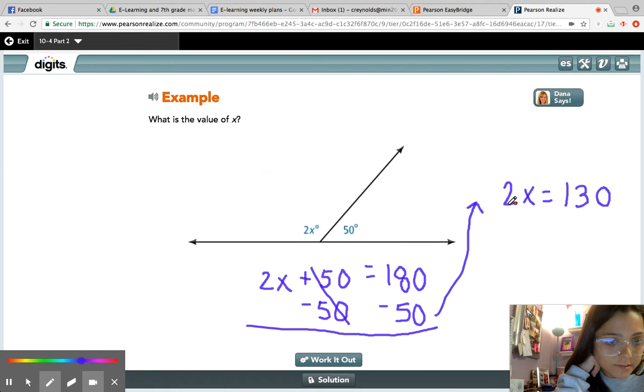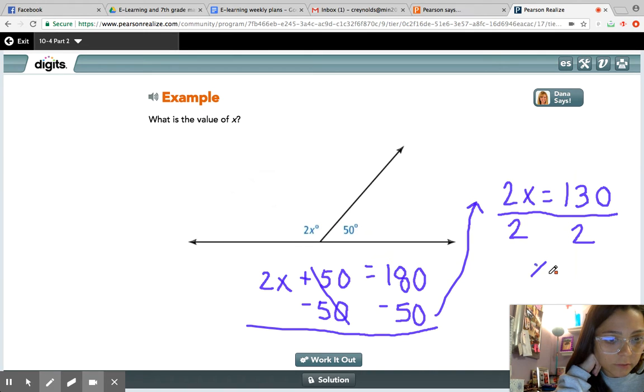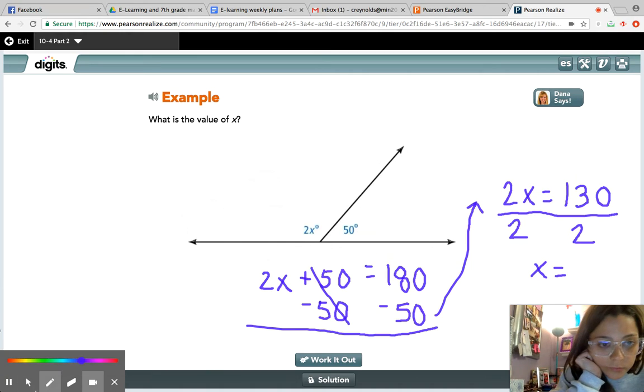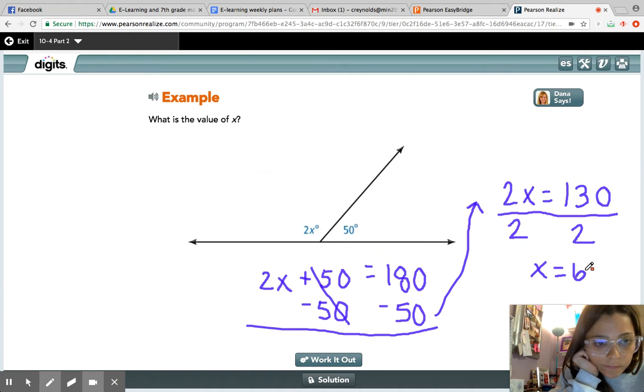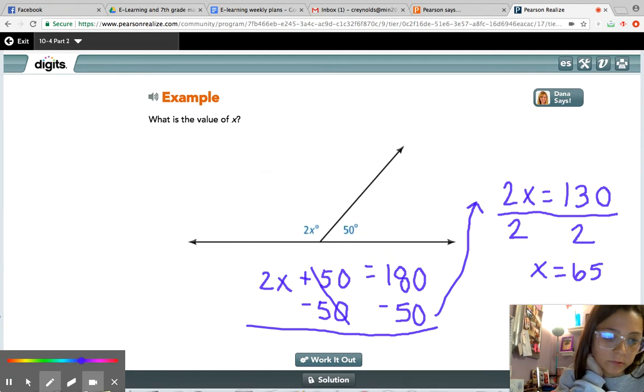To solve for x, we're going to get rid of this 2. This is 2 times x, so to undo multiplication, we have to divide. So we're going to divide by 2 on each side. When we do that, x equals 130 divided by 2 will give us 65. So x is equal to 65.